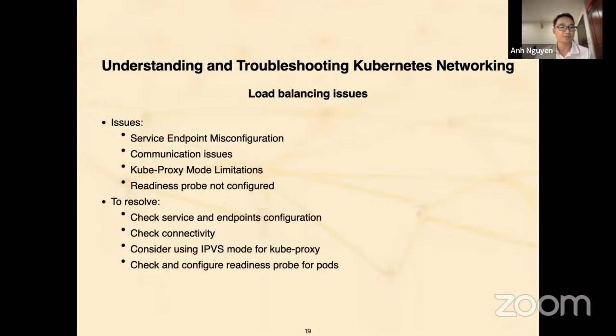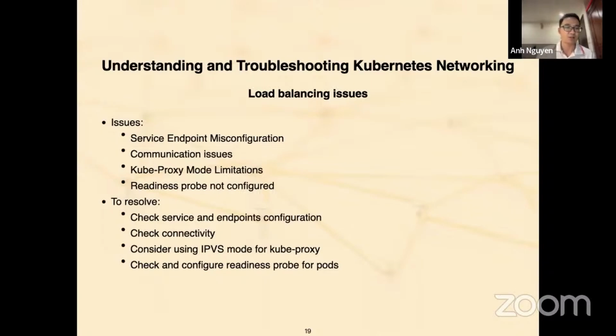The third is kube-proxy mode limitations. Because iptables has some performance and scalability limitations, when the number of services and pods is large, it can cause latency and performance issues. To resolve these issues, we should consider using IPVS mode for kube-proxy to improve.